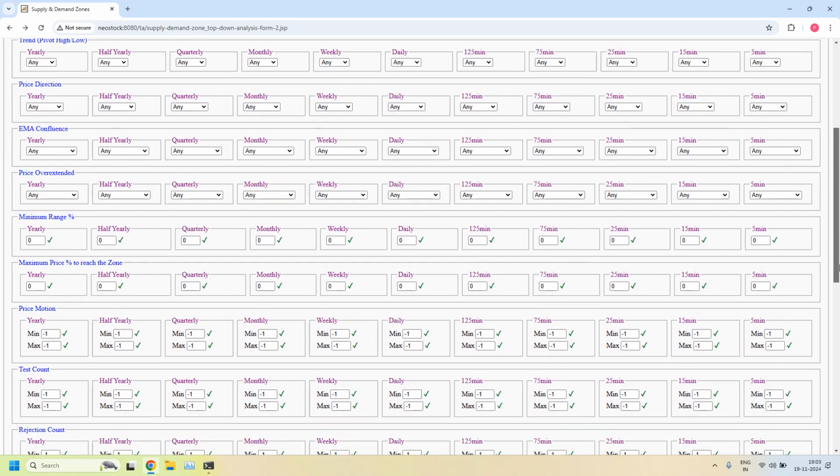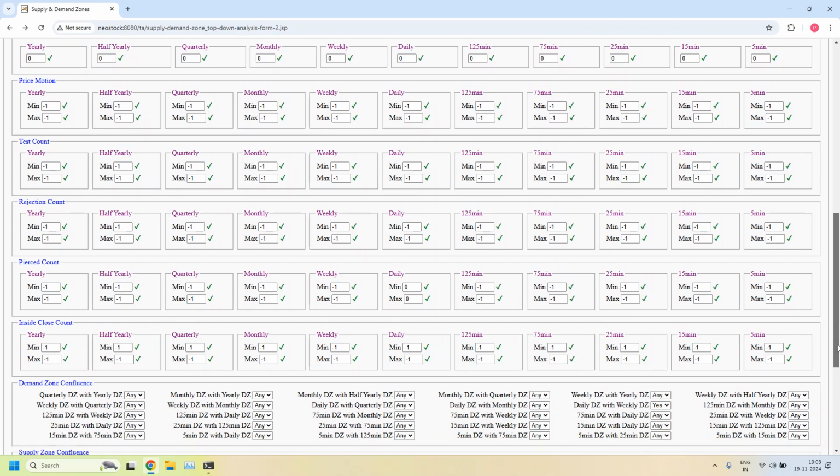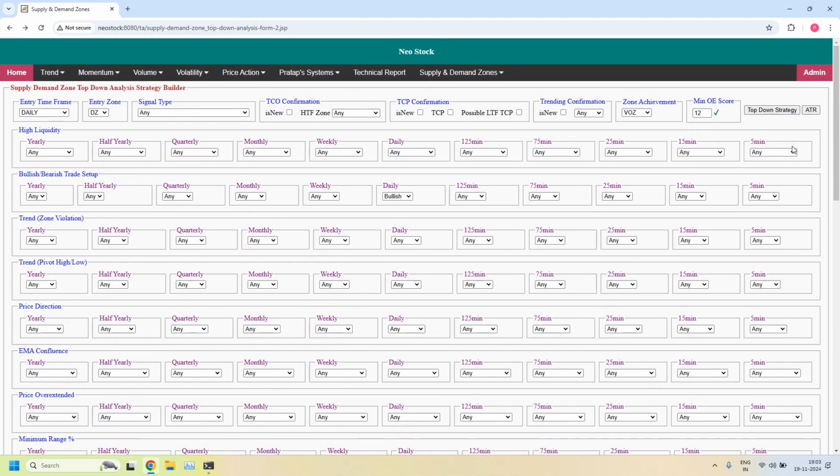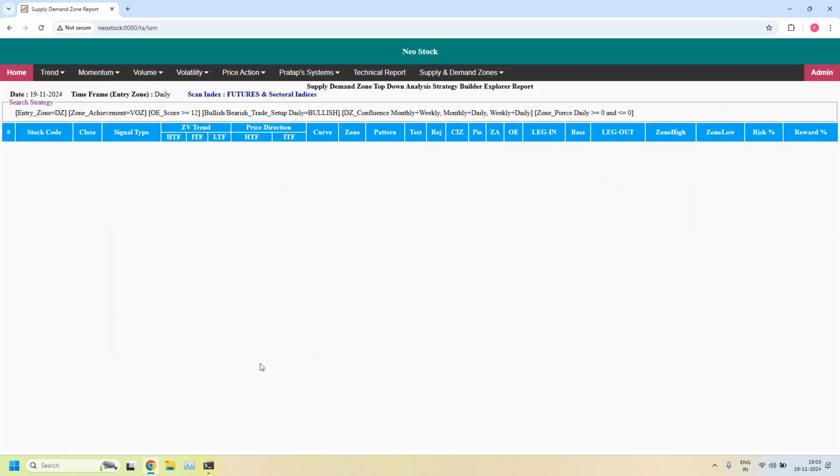So in the demand zone confluence, three filters we have to set. First one is already enabled, daily with weekly. Next, daily demand zone with monthly demand zone confluence, and weekly demand zone with monthly demand zone confluence. With all the three filters, we did not get any stocks.